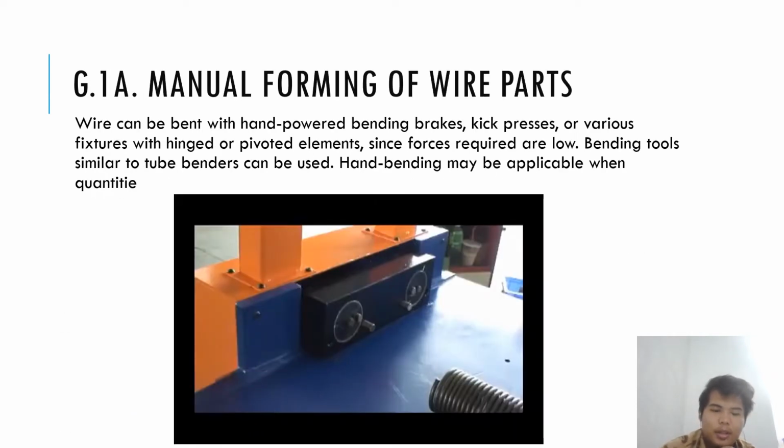I have a video here about manual forming of wire parts. Wire can be bent with hand power, bending brakes, kick presses, or various fixtures with hinged and other provided elements, since the force required is low. Bending tools similar to tube benders can be used. Hand bending may be applicable when quantity is small. So here's the video.